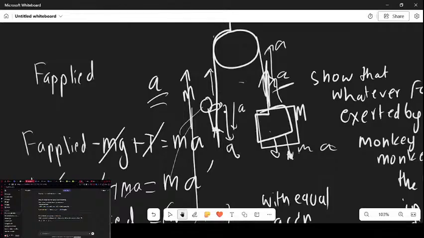So whenever we have a monkey and pulley based system, and they ask about both sides, the accelerations will be in the same direction and equal in magnitude if the masses are equal. So here the monkey's mass as well as the block's mass is equal. If the monkey pulls the string with an acceleration a downward, the block is going to move upward with an acceleration a. That's what is happening here.